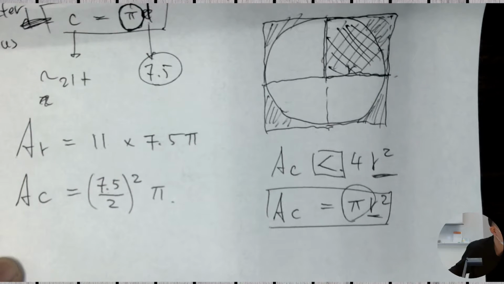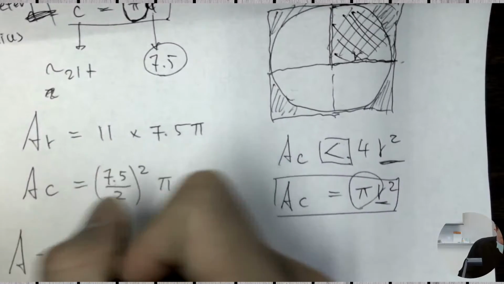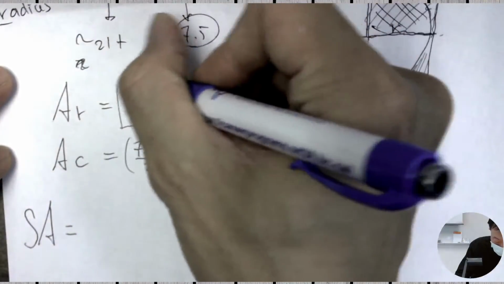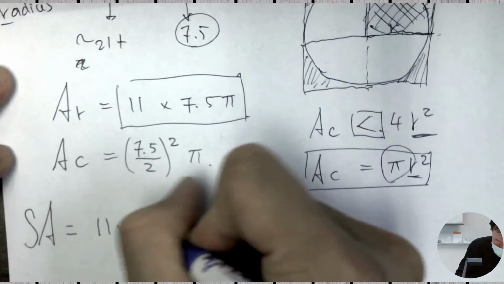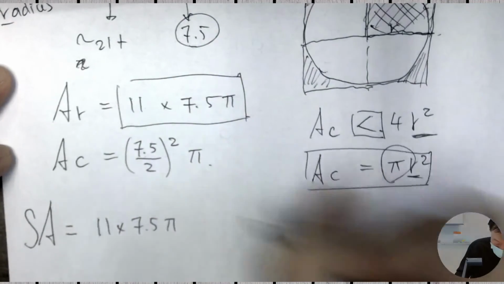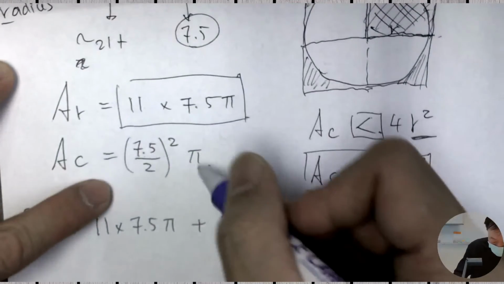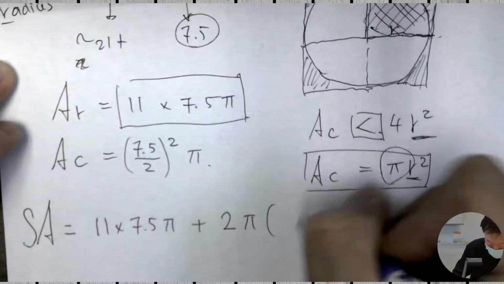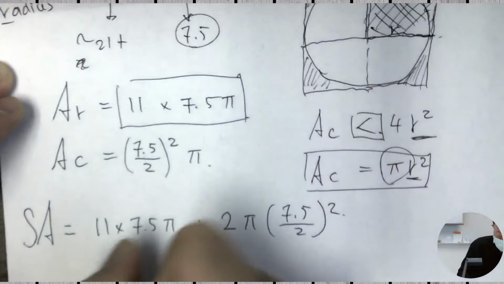Okay, so far so good. So altogether, the surface area would be what? It would be one copy of the area of the rectangle. I'm just going to say 11 times 7.5 pi plus twice of, I'm going to write pi first, it doesn't really matter if I switch the order, twice of 7.5 over 2 squared.